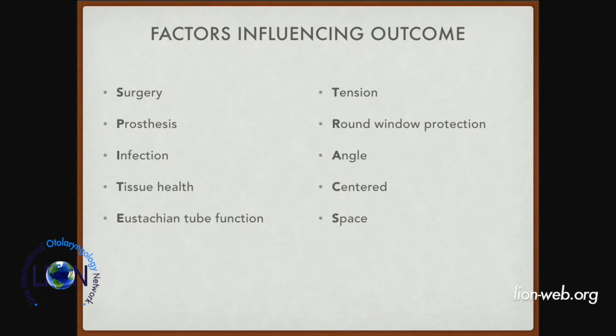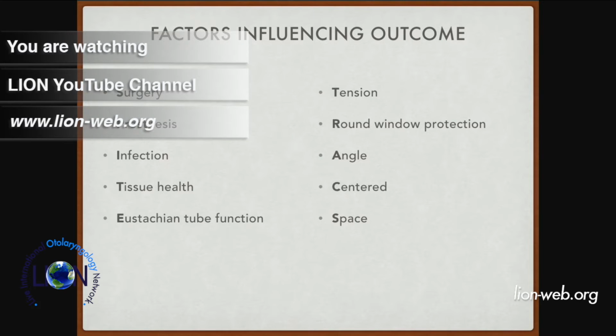If you look at the literature, there are actually quite a few studies that look at different factors influencing the outcome. So you have, for example, SPITE that says the surgery is important, what kind of prosthesis you're using, whether there's infection or not, the tissue health regardless of the infection, the function of the eustachian tube. Another protocol is called TRAX, which says the tension that you put the prosthesis under is very important. Round window protection is important.